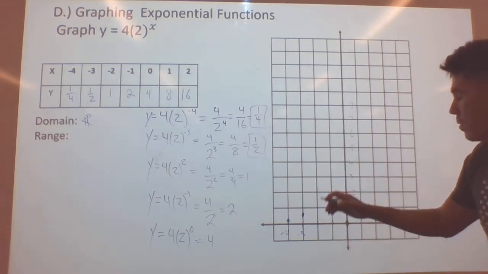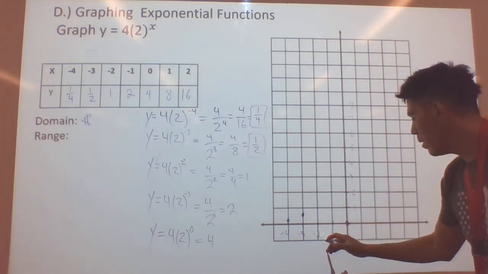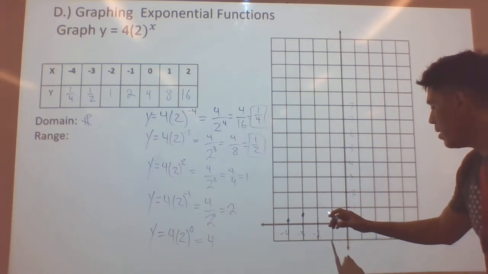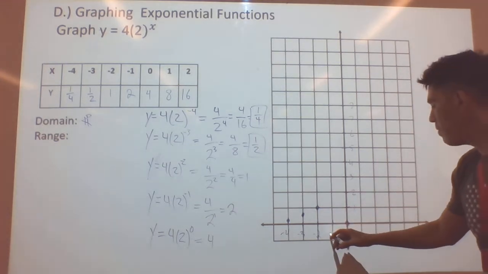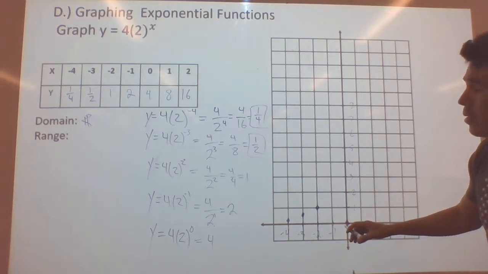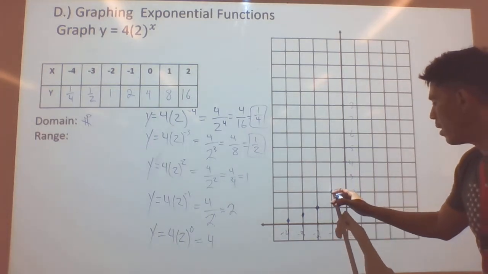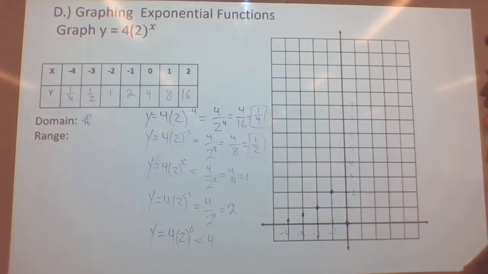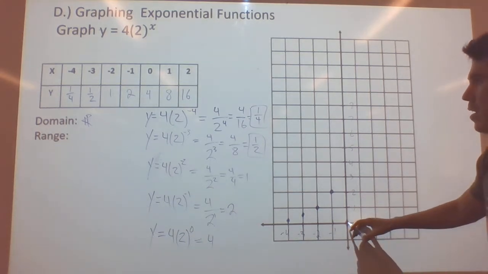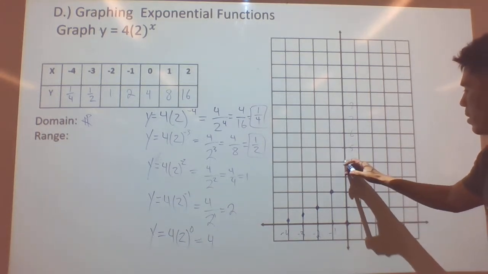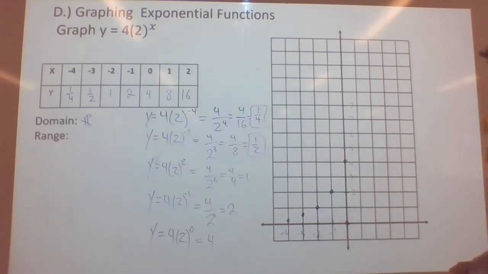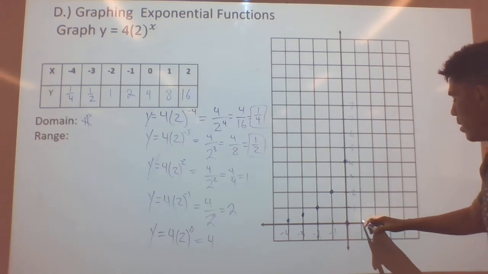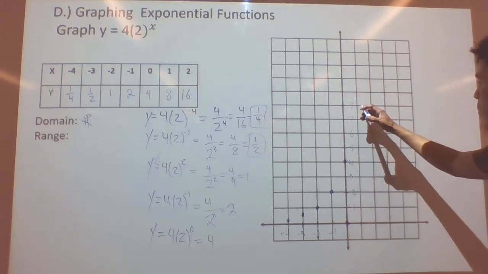Now we're going to have negative 2. Negative 2, we're going to have a value of 1. Negative 1, we're going to have a value of 2. There we are. Value of 0 for my x value, we're going to have a value of 4. There we go. Value of, let's say, 1. We're going to have a value of 8. So we're going to be way up here.